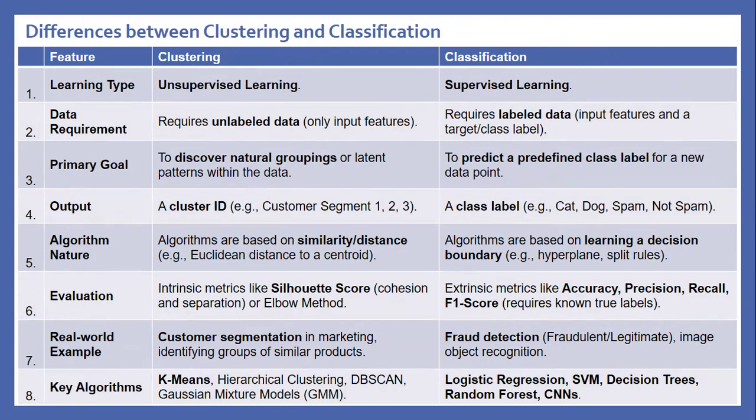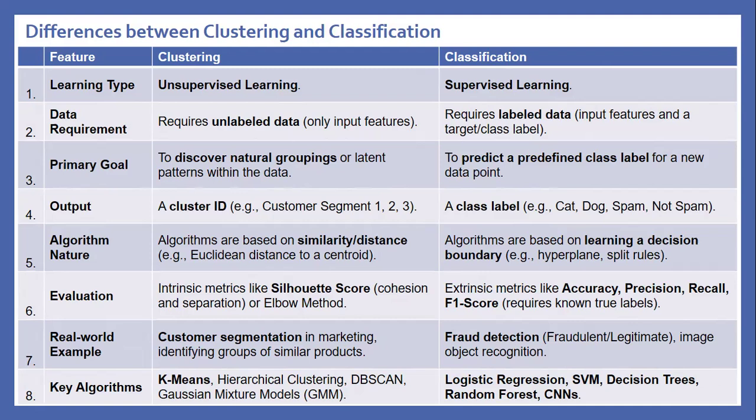Difference between clustering and classification. Clustering is unsupervised learning; classification is supervised learning. Clustering requires unlabeled data, input features only. Classification requires labeled data, input features and a target class. Clustering aims to discover natural groupings or latent patterns within the data; classification aims to predict the predefined class label for new data points. Clustering output: cluster ID, for example customer segments 1 to 3. Classification output: a class label, such as cat, dog, spam, not spam.